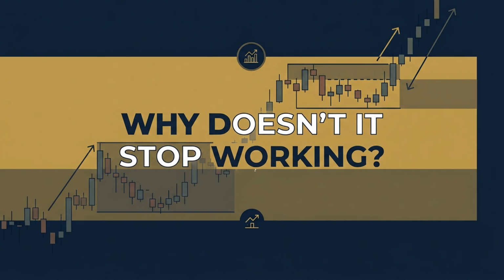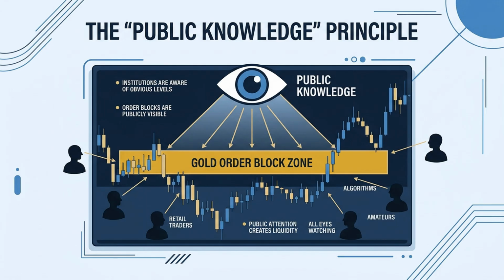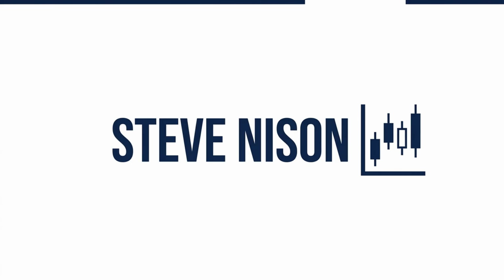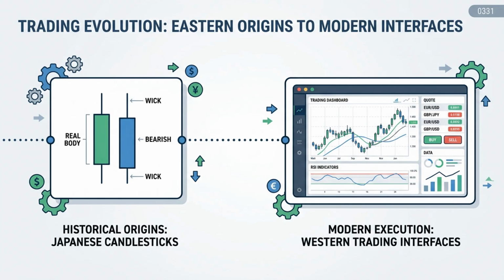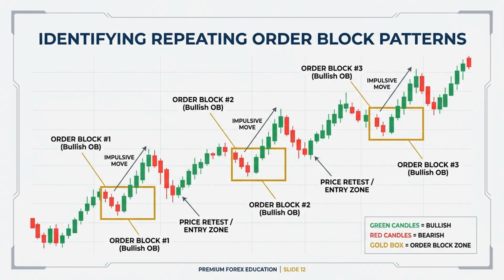Now here's a question worth sitting with. If everyone can see the same candle, why doesn't the zone stop working once it's public knowledge? Steve Nison, the man credited with bringing Japanese candlestick charting to the Western world, made a similar point about patterns in general decades ago. A pattern isn't valuable because it's secret. It's valuable because it reflects real, repeatable human and institutional behavior under specific conditions.